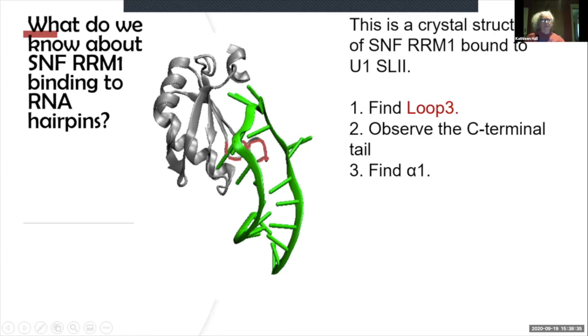I don't know if you can see can you see my cursor? I don't know if you can. Yes, we can. Yeah, we can see it. Okay. So here's alpha 1. And so alpha 1 is, you can see, no, it just disappeared. So here's the one end of it, and it's pretty close to the RNA.